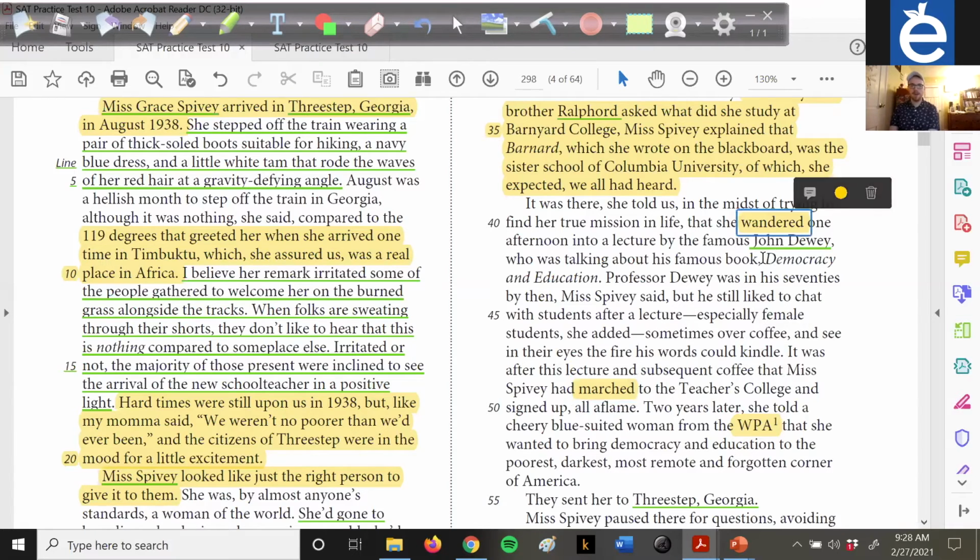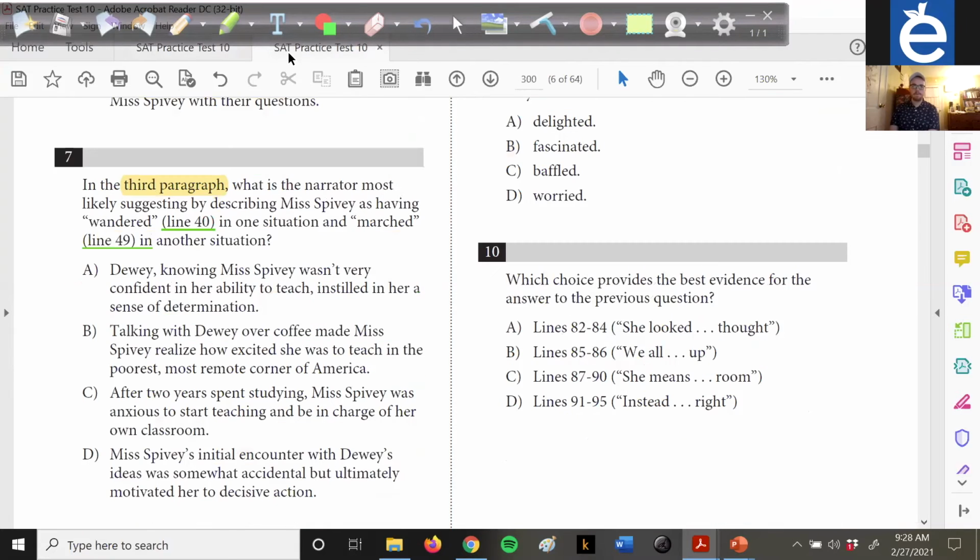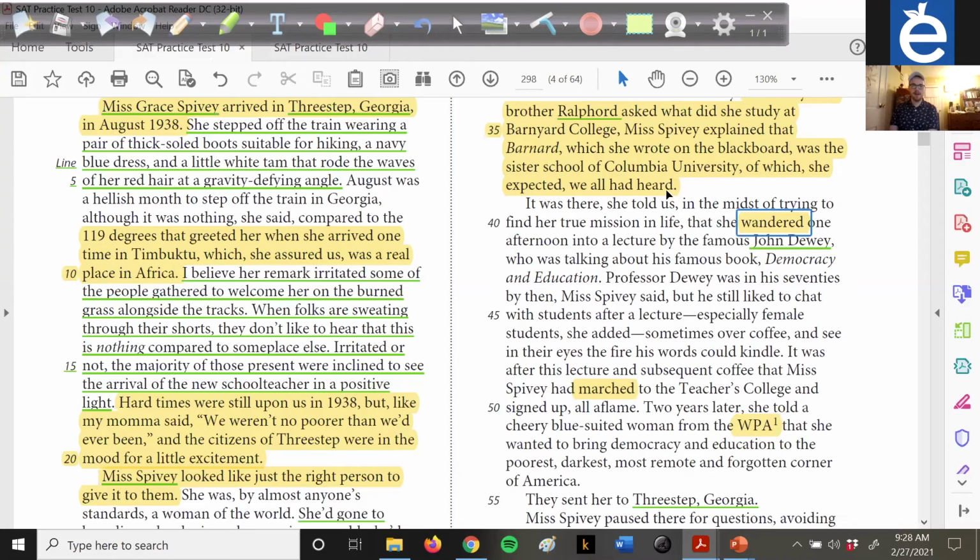Here she just kind of happens to, she's trying to find her true mission in life. She's directionless, both literally and metaphorically, when she wanders into this lecture by John Dewey. So she had no purpose over here. By the time she talks with John Dewey, she has purpose, going to the Teachers College.